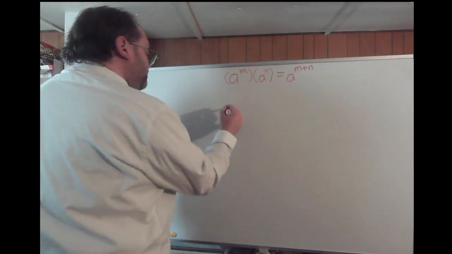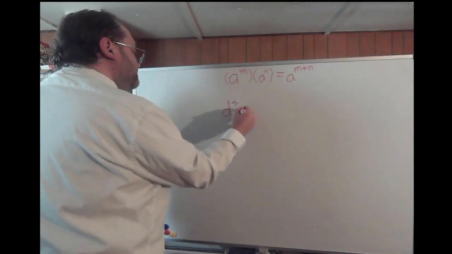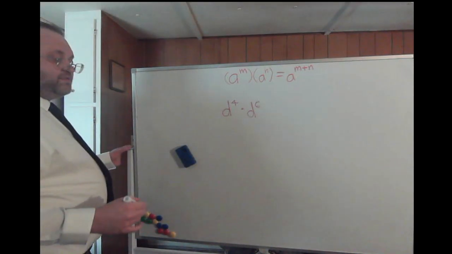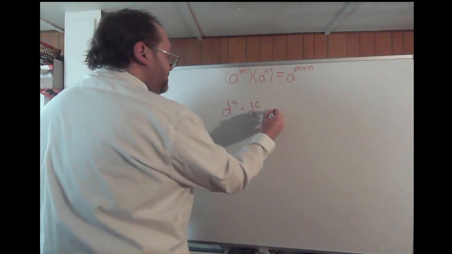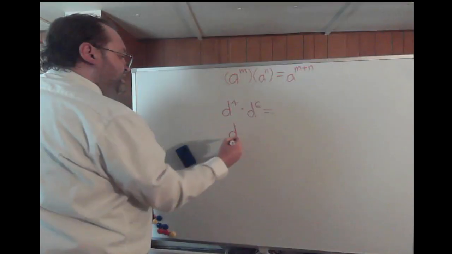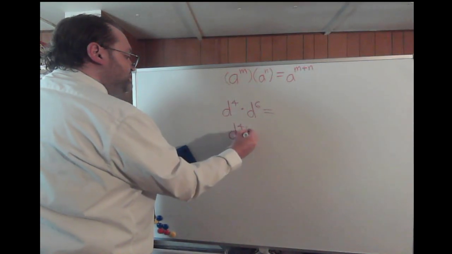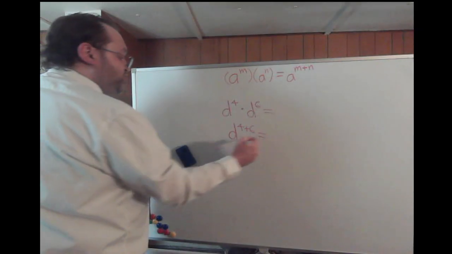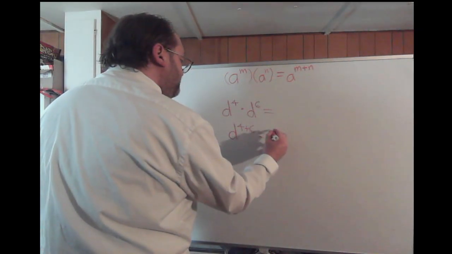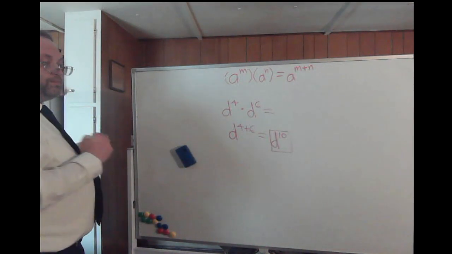Alright, we have a variable. We have d to the 4th times d to the 6th. Well, the base is the same for both, so you'll keep your base d. Then you'll add the two powers together, so you'll have 4 plus 6, which we know is 10. So the answer to this would be d to the 10th power.